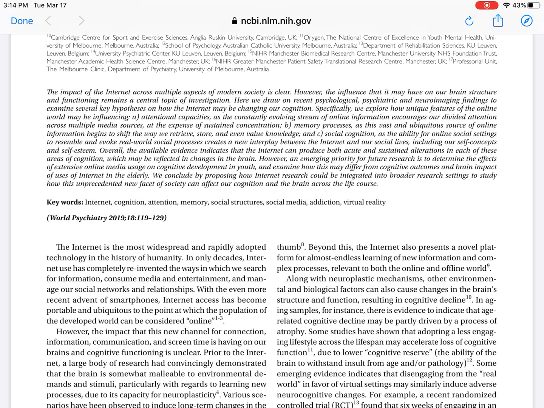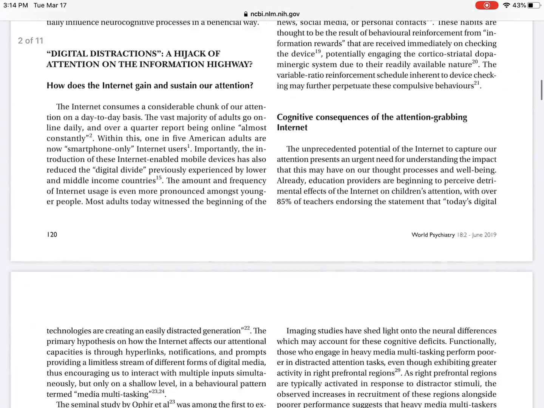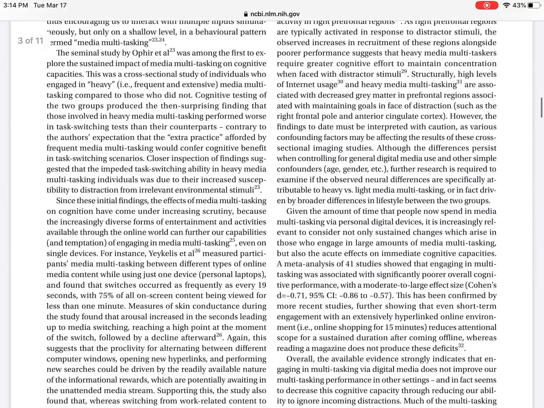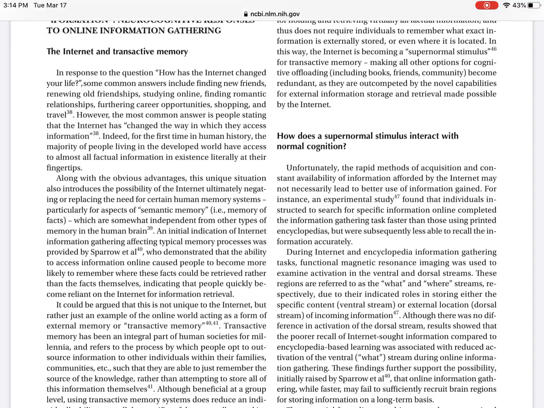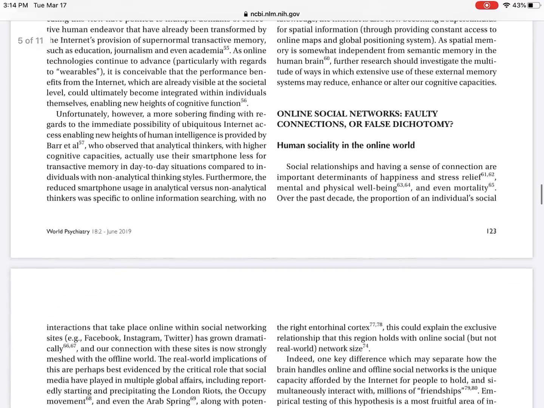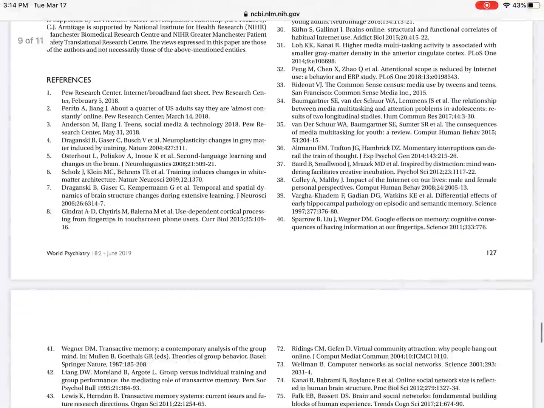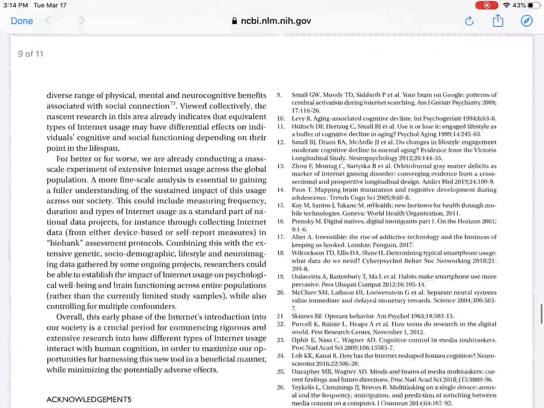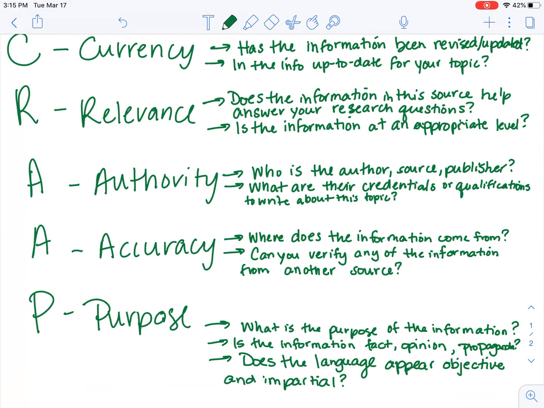Okay, it looks like it says here, we draw on recent psychological, psychiatric, and neuroimaging findings to examine several key hypotheses on how the internet may be changing our cognitions. So it looks like they kind of reviewed several different things in order to find this, or did some surveys and things like that. I would have to read it more carefully, so I'm going to keep my eye on that as I am thinking about this article.